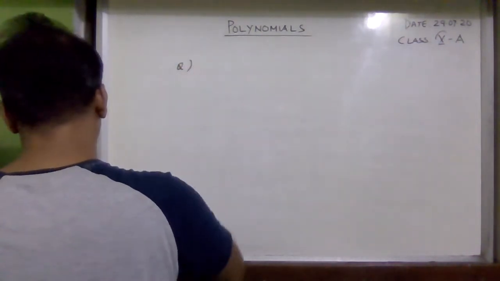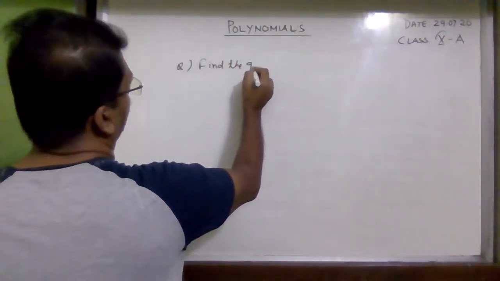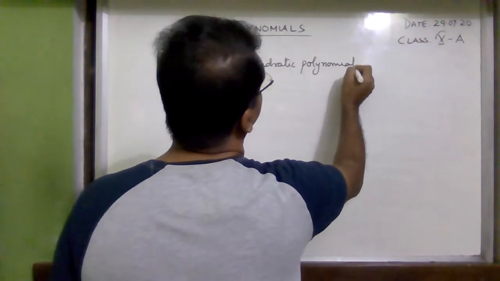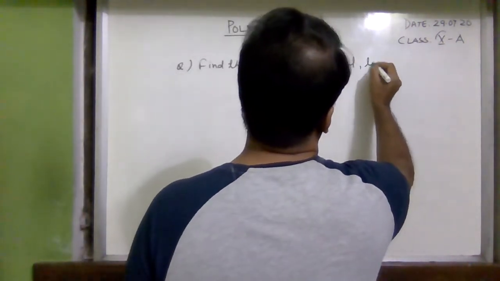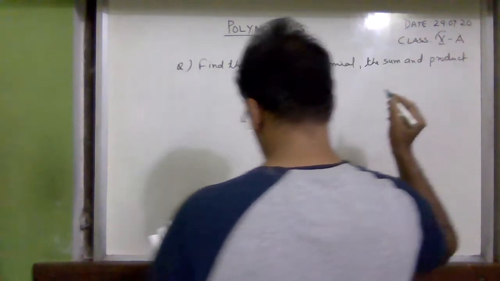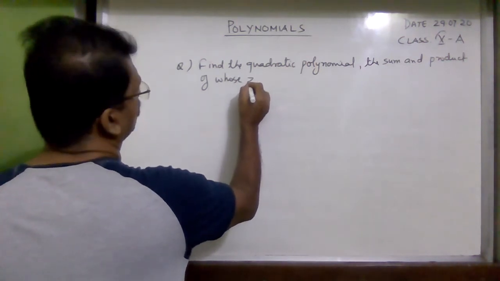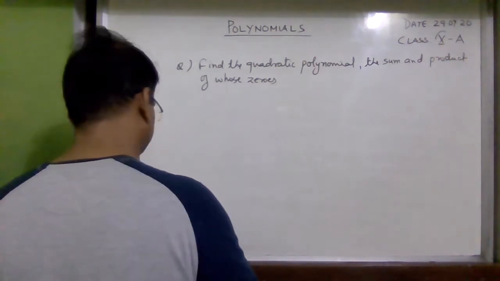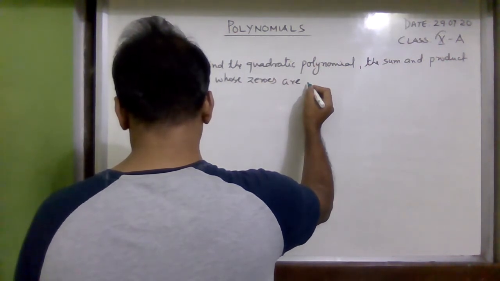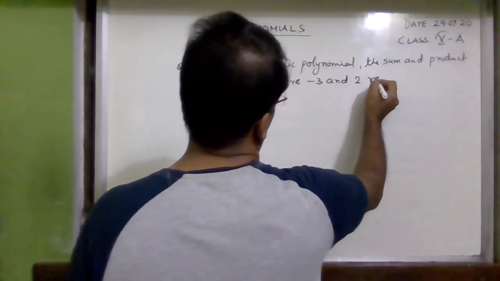Next question is: find the quadratic polynomial, the sum and product of whose zeros are -3 and 2 respectively.